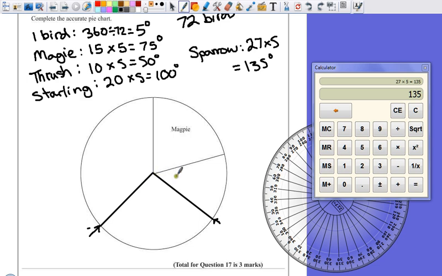So, the only thing missing now is just to label each part of the pie chart. So I'll put in thrush, starling, and sparrow. And that will give us our 3 marks, because we've shown all our calculations and drawn this as accurately as we can.